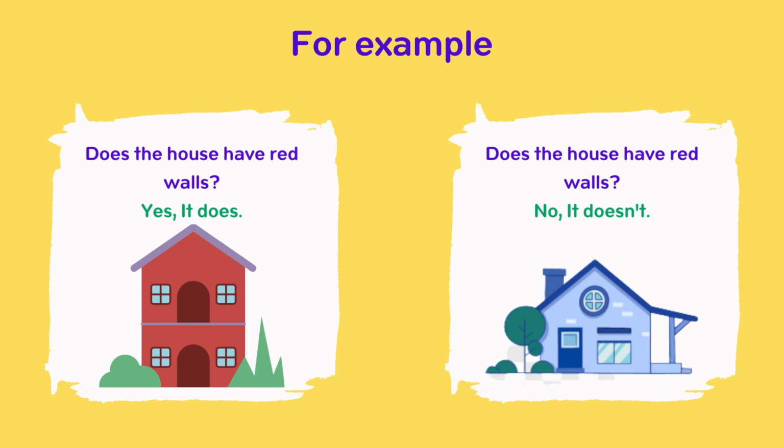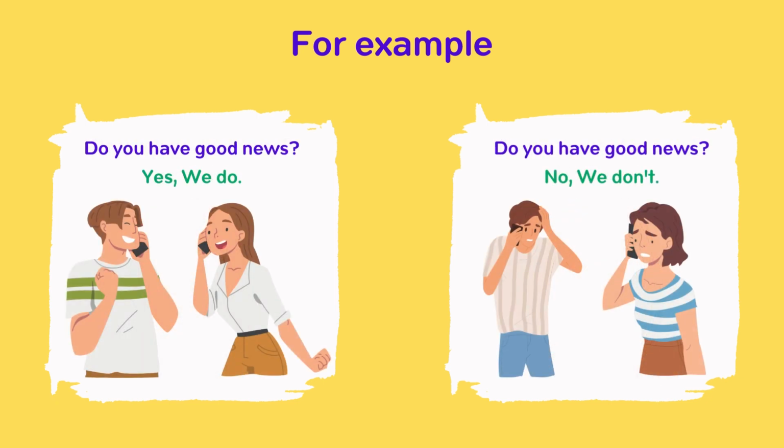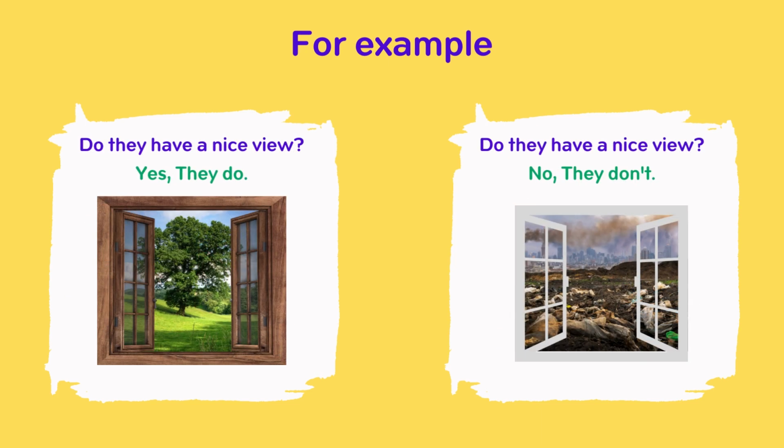Does the house have red walls? No, it doesn't. Do you have blue eyes? Yes, I do. No, I don't. Do you have good news? Yes, we do. No, we don't. Do they have a nice view? Yes, they do. No, they don't.